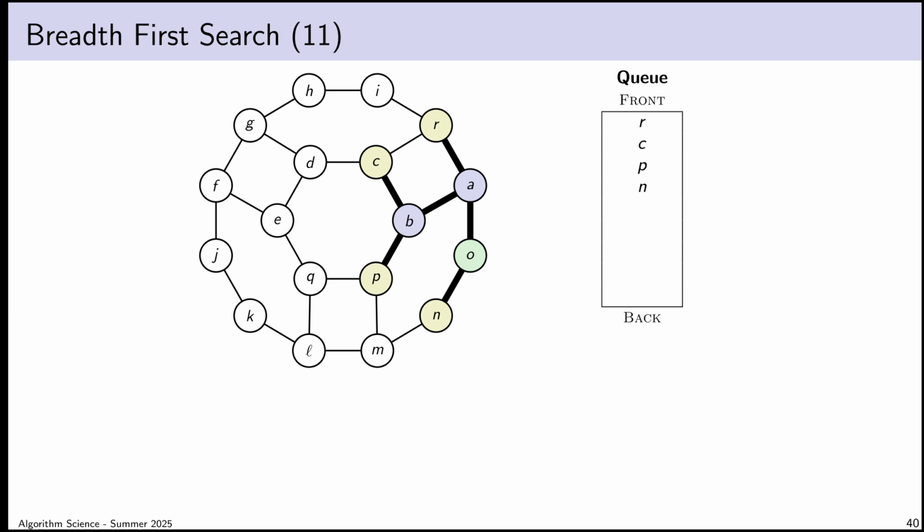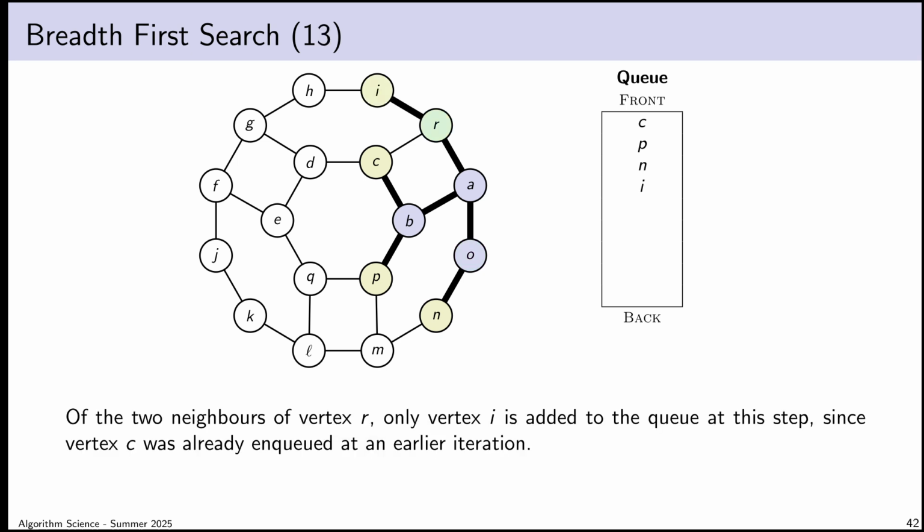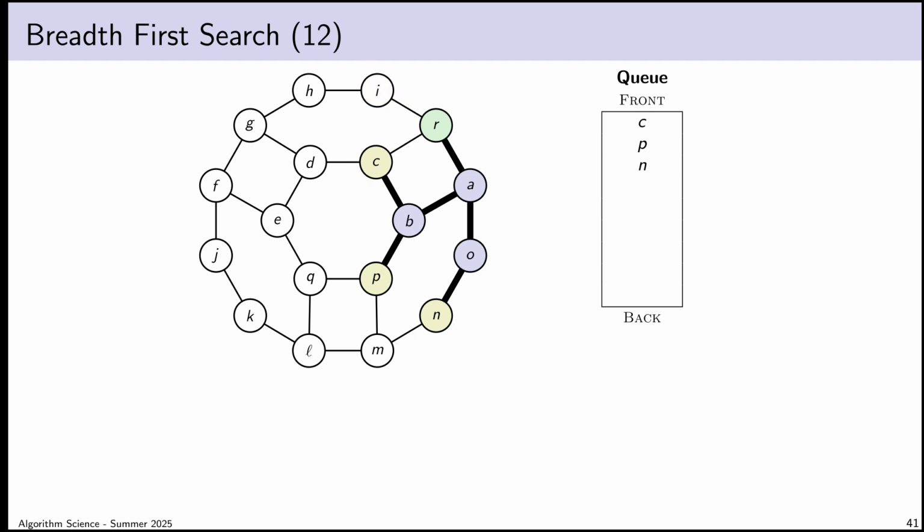Okay, so from vertex O, we visit vertex N. It gets added to the queue. We pull out vertex R and then add vertex I. Notice that vertex R actually has two neighbors, neither of which have been fully processed. Both I and C, as of the time when we reach vertex R, have not yet been fully visited. But because C is in the queue, we don't touch it.